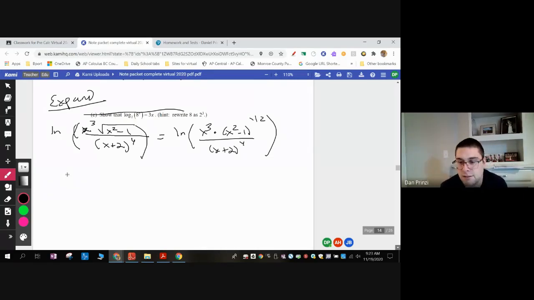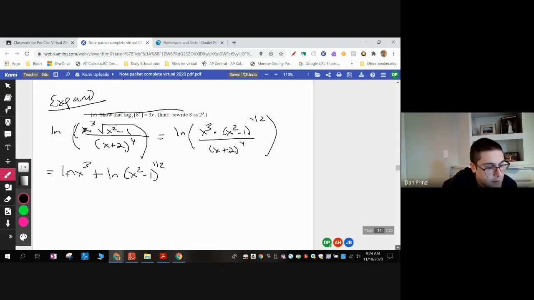Very good. And thank you, Sean. I saw yours too. Everyone good with that? Now I can start expanding. Okay, each term gets its own ln, same as log. So top is multiplied, bottom is divided. So I got adding and subtracting. So let's do it. ln of x cubed plus natural log of x squared minus 1 to the 1/2 minus natural log of x plus 2 to the 4th.